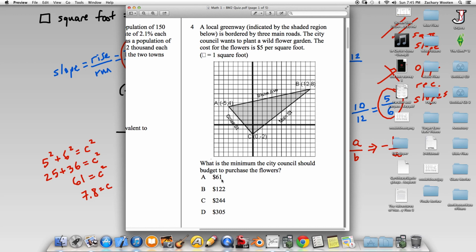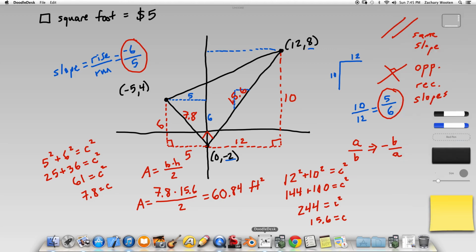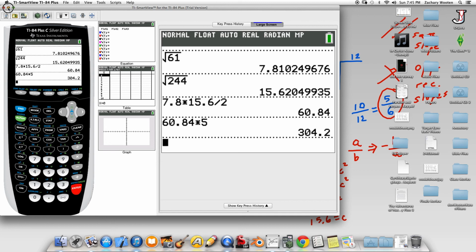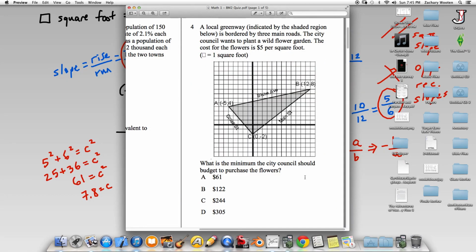But not quite. Remember the last thing that it mentioned. Every square foot costs $5 worth of flowers. So I need to take this number, 60.84, and I need to multiply that by $5. So 60.84 times $5 is going to give me a total of $304.20. 304.2 in money would be $304.20. So what is the minimum they should budget to purchase the flowers? It's clearly going to be D, since we need a little more than 304, so we might as well set aside $305. Okay, so our correct answer for this problem will be D.